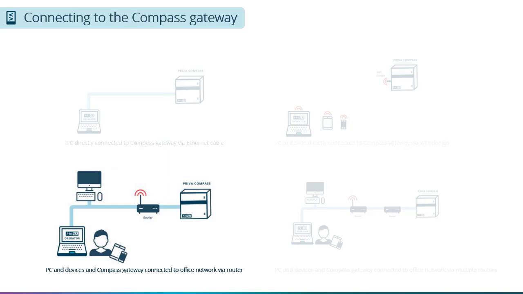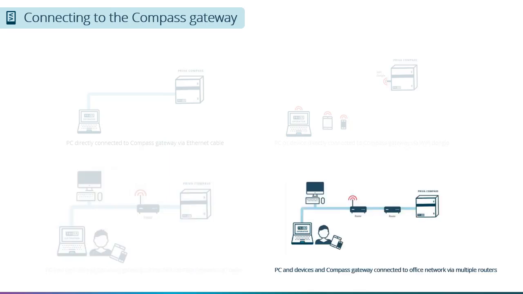In most installations, the Compass will be connected to an office network via a router. This allows access to the Compass via any PC in the network. You will be able to access the gateway either by name or by IP address. In some installations, you may have multiple routers. You should note that depending on how the network is set up, you may not be able to access the gateway by name. In that case, you will need to enter the IP address in the browser to connect to the gateway.